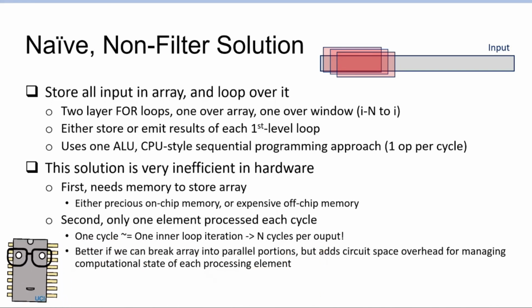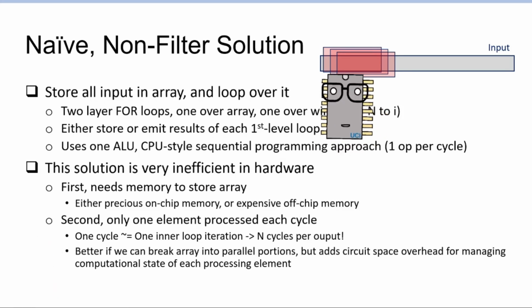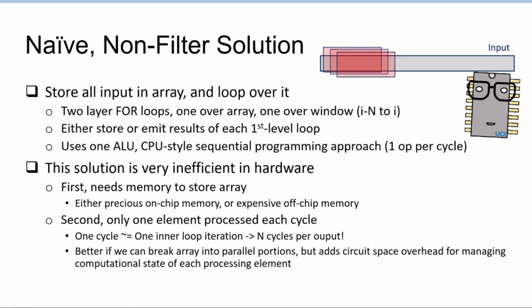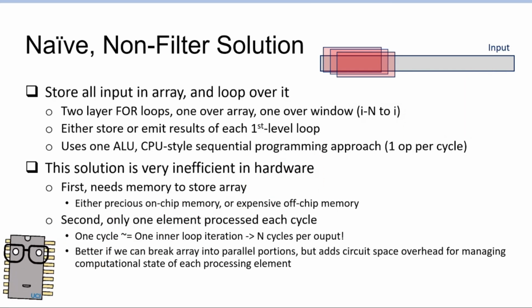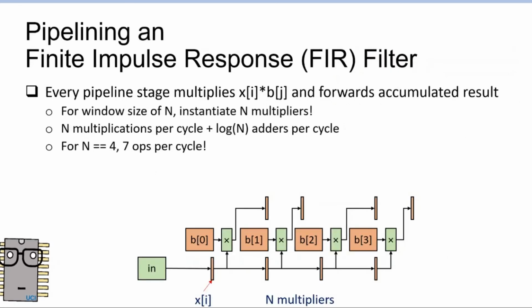So it would be better if we can break the array into parallel portions. We can break the array into portion 1, portion 2, portion 3, and assign them to multiple processing units, and that's fine. But it does also add circuit space overhead for managing the computation state of each processing element, because we need to make sure everything is done so we can stitch them together. But anyways, it's a much simpler way to implement this using a systolic array-ish filter type approach.